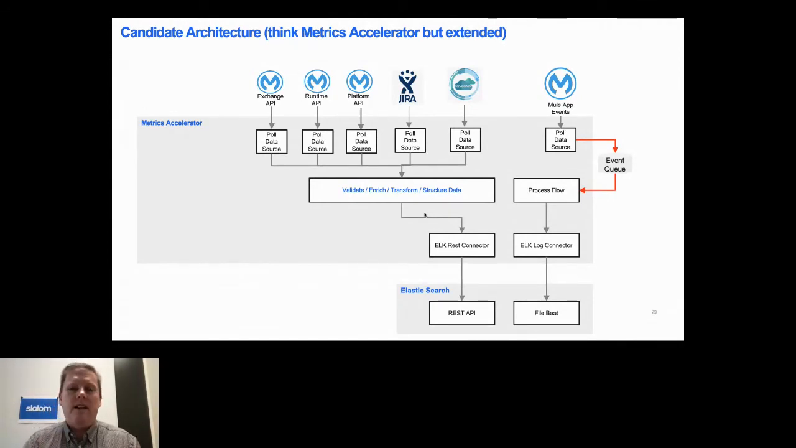So this is what a potential architecture could look like. And you can take Metrics Accelerator and extend it to support an architecture like this. But you do need to think about the data sources, as I mentioned. It's really important.